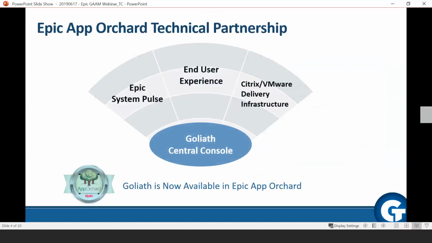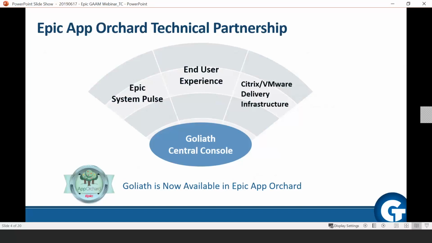So relative to EPIC, and this makes a difference for EPIC hospitals, we do have a partnership with EPIC. We're members of the Apertures program, and that's a technical partnership. What it does overall is give us access to EPIC System Pulse APIs, and if you look to the middle of the screen, you'll see the Goliath Central Console. What we do is bring together into one view EPIC System Pulse data, end user experience, and the Citrix or VMware delivery infrastructure, we're seeing a lot more of VMware Horizon now, into a central console.